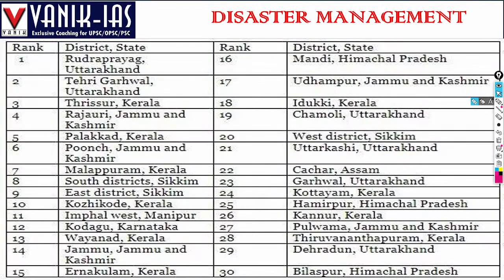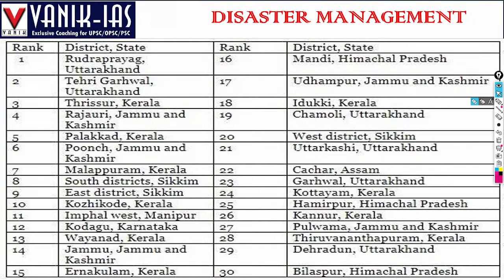See the district-wise ranking. Rudraprayag at the top, followed by Tehri Garhwal in Uttarakhand, then Thrissur in Kerala, Rajouri in Jammu Kashmir, Palakkad in Kerala, Poonch in Jammu Kashmir, Malappuram in Kerala, South District Sikkim, East District Sikkim, Kozhikode in Kerala, Imphal West in Manipur, Kodagu in Karnataka, Wayanad in Kerala, Jammu Kashmir, Ernakulam in Kerala.